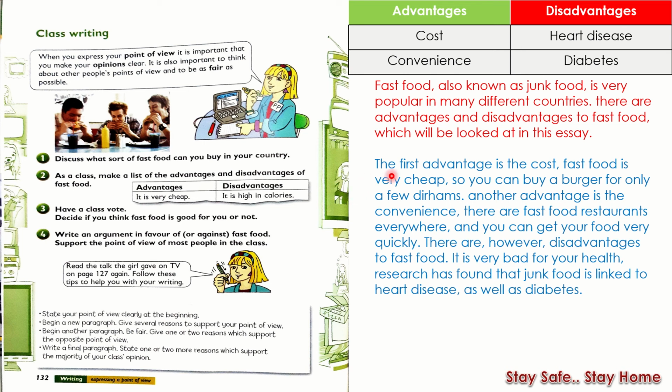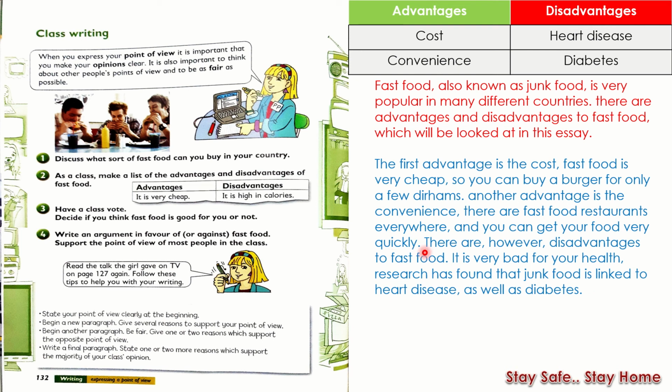Look at it. The first advantage is the cost. Fast food is very cheap, so you can buy a burger for only a few dirhams. This is the first one. Now, the second one is convenience, right? I continue. Another advantage is the convenience, and I explain about it. There are fast food restaurants everywhere, and you can get your food very quickly.